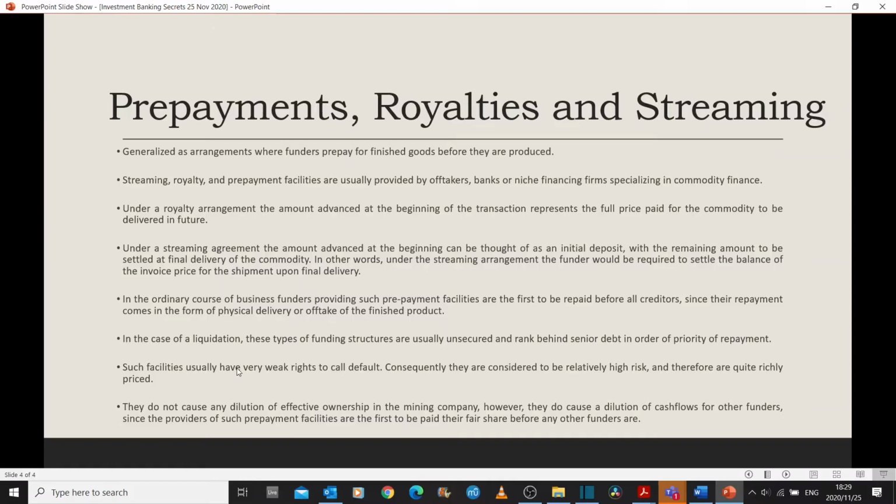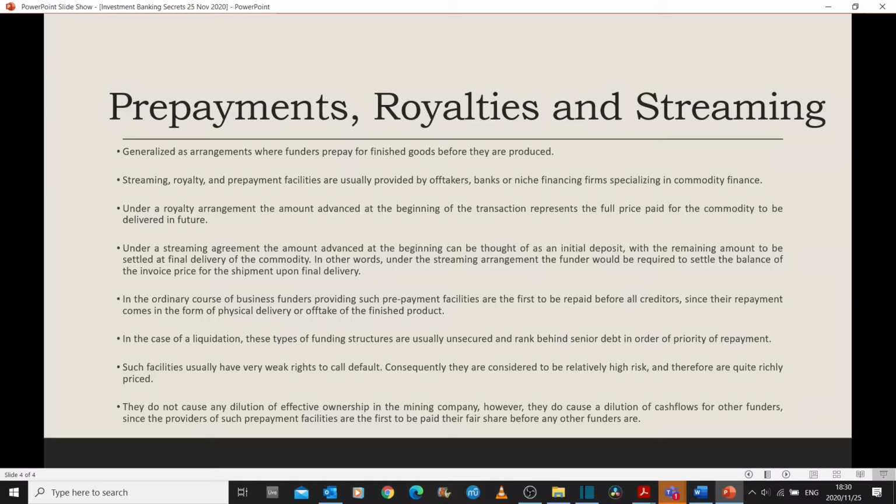And such facilities usually have weak rights to call default. Consequently, they're considered to be relatively high risk and therefore quite richly priced. They do not cause any dilution of ownership. Unlike shares, where you raise equity funding, the more shares you raise, the more your company ownership is diluted. The more royalties, prepayments and streaming you have, it doesn't cause a dilution of equity, but more importantly, it causes a dilution of earnings, because everybody else now gets net revenue, not gross revenue.